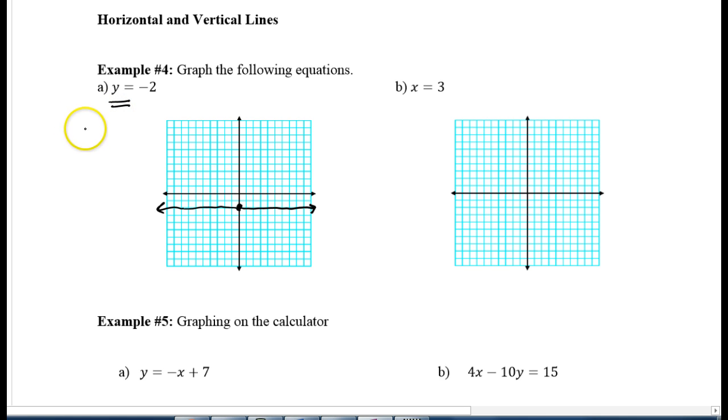This y equals means horizontal. And I like to think about it at every single point. My y value is negative 2, no matter what the point is on that line. Similarly, this one is an x equals, which means there's no y-intercept. Well, x equals 3 right over here, but it can't cross that y-axis. So it has to go parallel to the y-axis up and down in a vertical line.